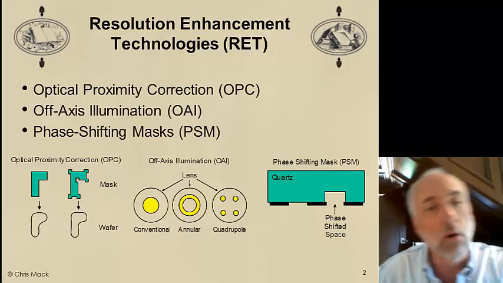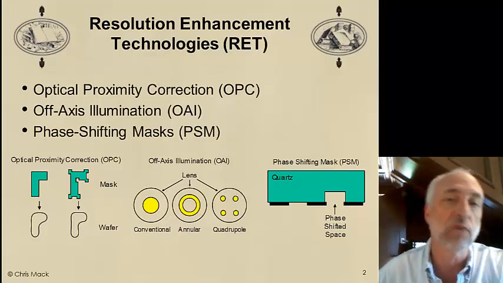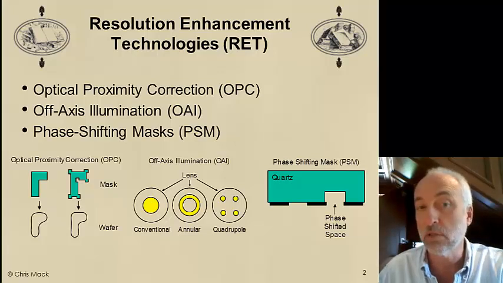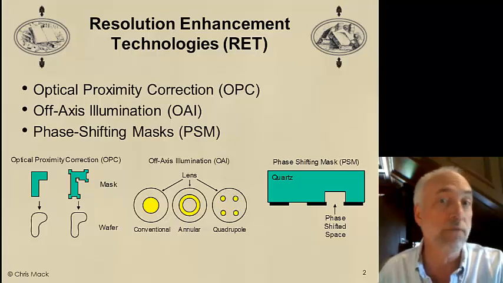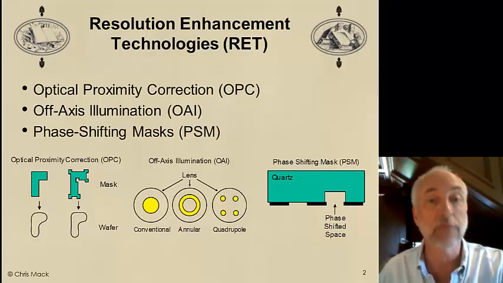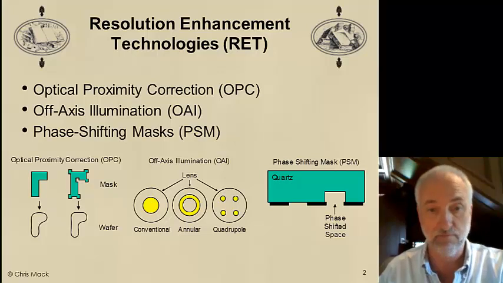Last time we talked about one of the three types of RETs in common use, optical proximity correction. This time I'd like to talk about the remaining two, off-axis illumination and phase shifting masks.